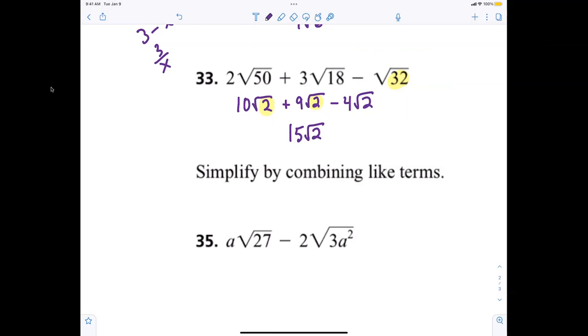All right, a lot of real basic problems for you. A lot of real basics. All right, so here we go.